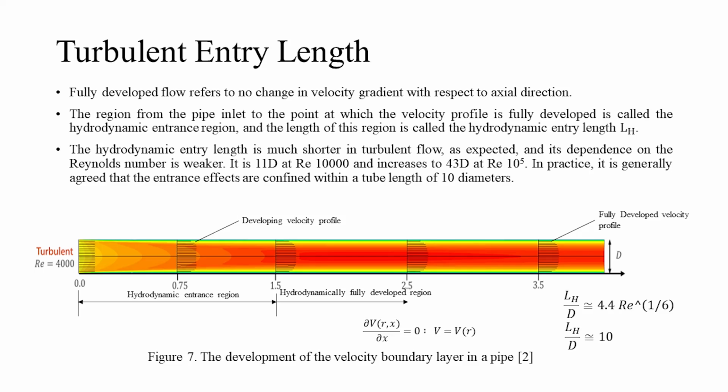Hydrodynamic entry length is much shorter in turbulent flow, as expected, and its dependence on the Reynolds number is weaker. It is 11D at a Reynolds number of 10,000 and increases to 43D at a Reynolds number of 10 raised to 5. In practice, it is generally agreed that the entrance effects are confined within a tube length of 10 diameters. We will use 2 correlations. One, which is widely accepted, is 10 times the diameter of the pipe, and the other correlation is the one used in the Fluent documentation.